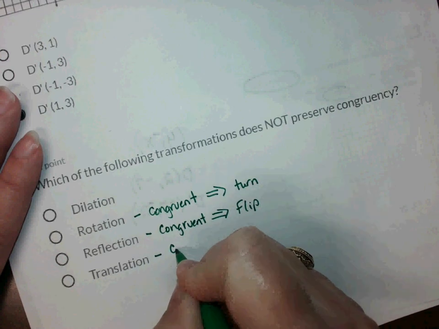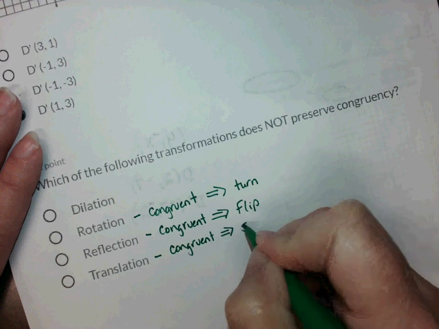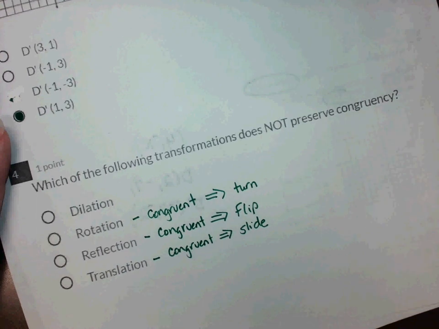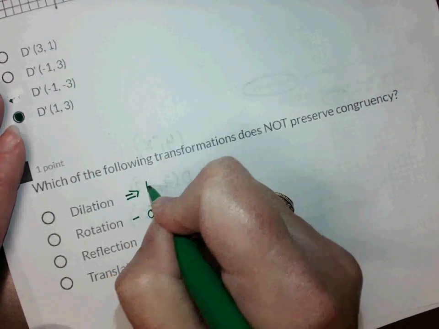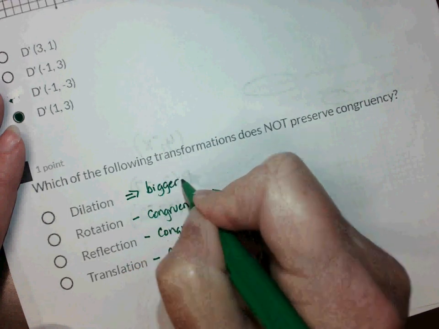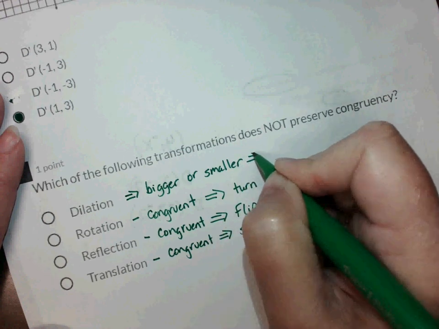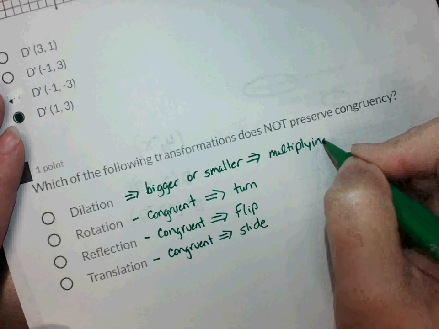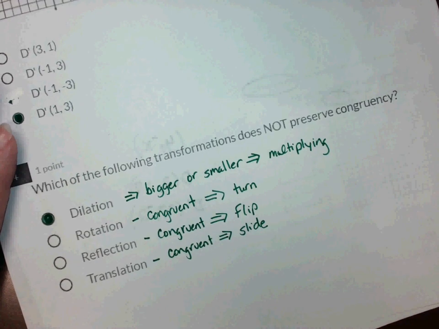A translation is congruent, because that's simply a slide. So you slide the figure, but it doesn't change shape or size. We have said it 1,000 times. A dilation makes it bigger or smaller because you are multiplying, causing the figure to get bigger or smaller. A dilation is the one that does not preserve congruency.